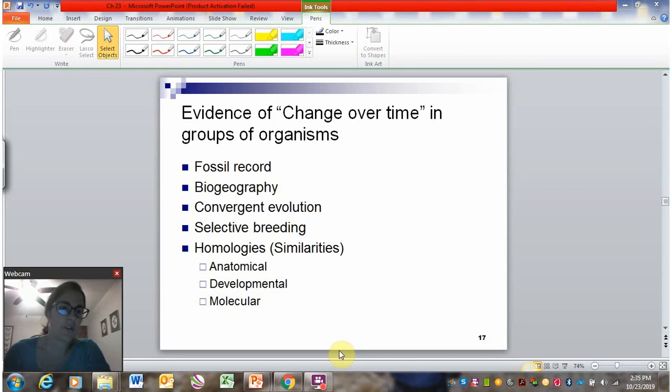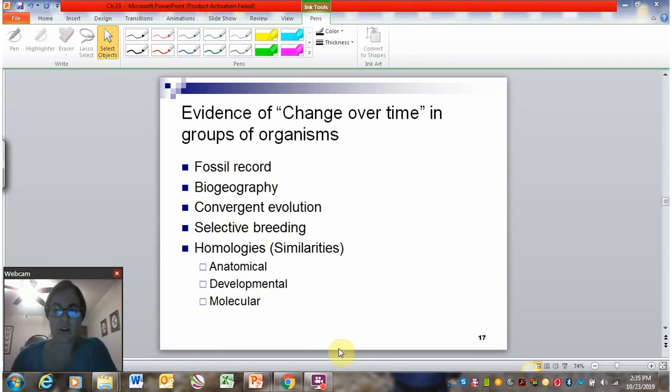In addition to the work of Darwin, we have many other kinds of examples from the living world that show us change over time in groups of organisms. And so I want to go through some of those examples. So the fossil record, biogeography, convergent evolution, selective breeding, and homology are all different ways that we can see change over time in living things. And I'll be going through these examples in greater detail.